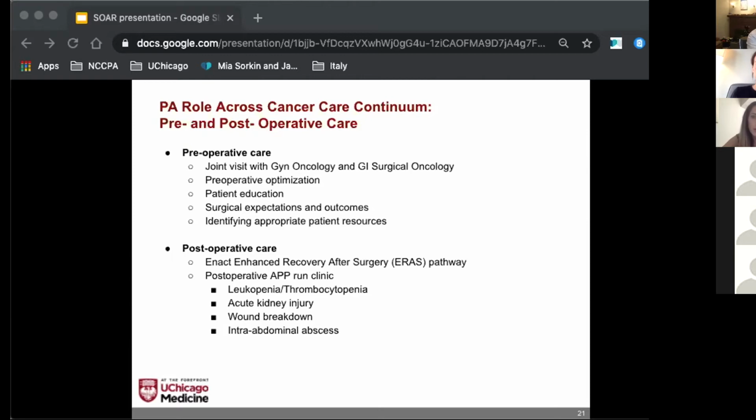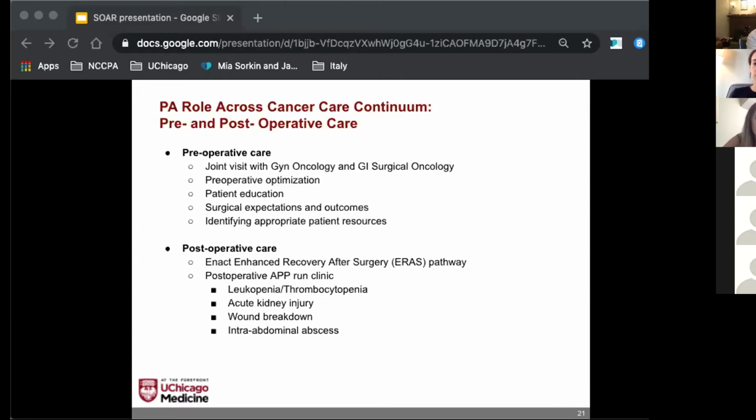Another part of my position is I run a postoperative clinic. So I am responsible for independently seeing patients after surgery, after they've been discharged from the hospital, to assess them for immediate postoperative complications. HIPEC certainly has its own unique set of complications.